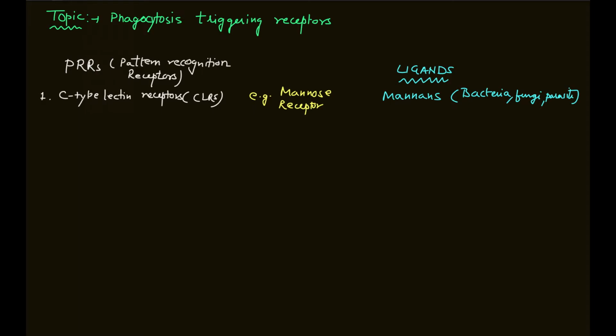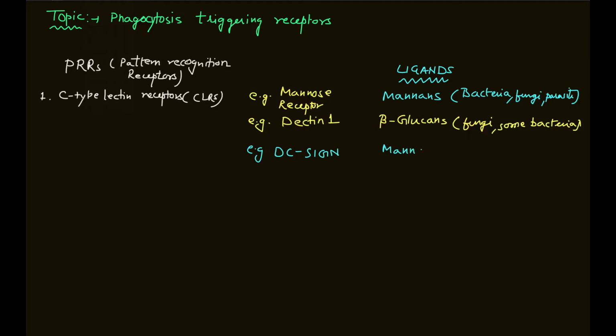Let's discuss the second example, a very important receptor, which is Dectin, which detects beta glucan, and that particular ligand is present in fungi and some bacteria. Now let's move on to the third example, which is the DC-SIGN receptor, and it detects mannins, which are present in bacteria, parasites, as well as fungi. I want you to search for these ligands and receptors and read about them.